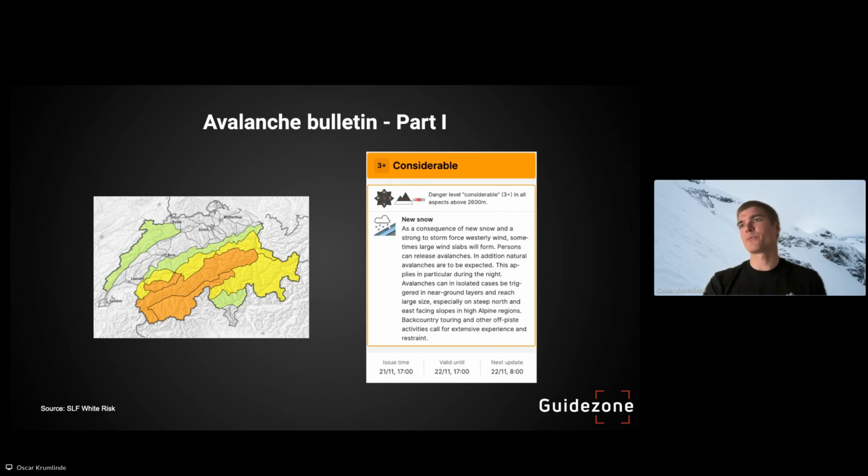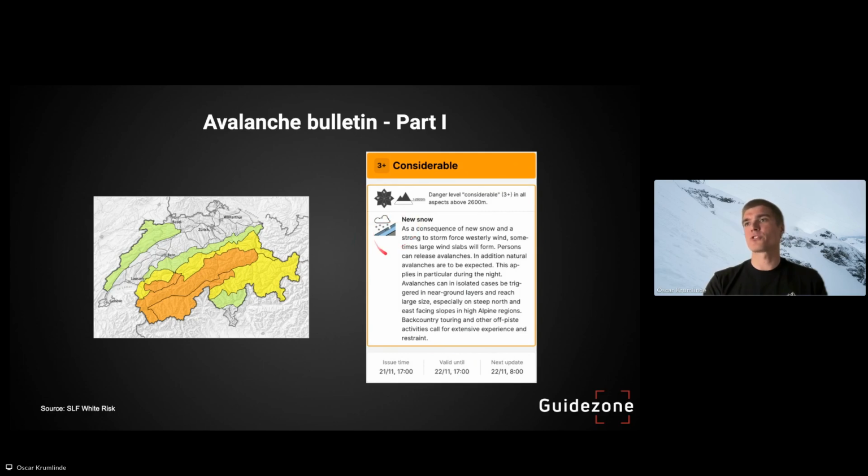And then this mountain with a filled-in bar shows at which altitudes the rating is relevant. So here we had a danger rating of 3+ on all elevations above 2,600 meters. It can also indicate below. For example, when we have a wet snow problem, we might have below 1,500 meters, this problem is relevant. Then we see what kind of avalanche problem we have.